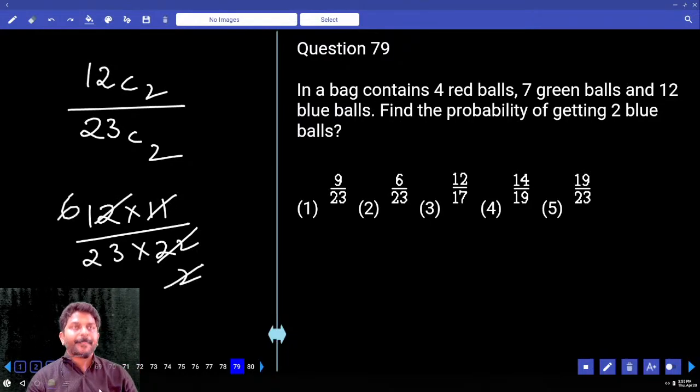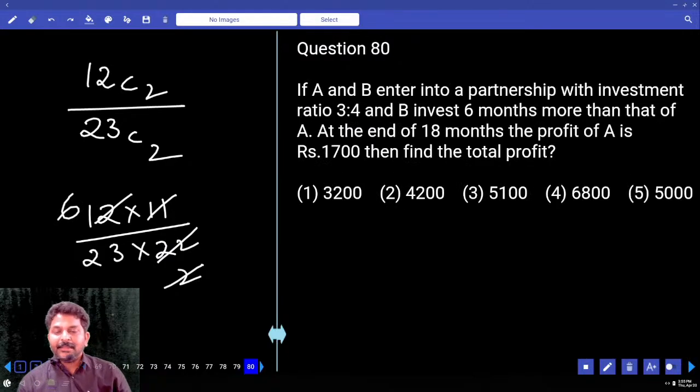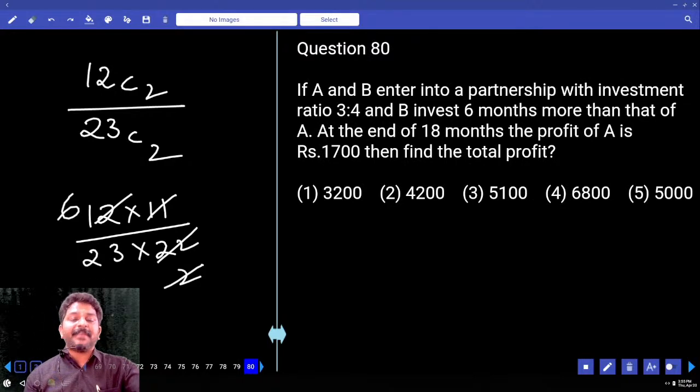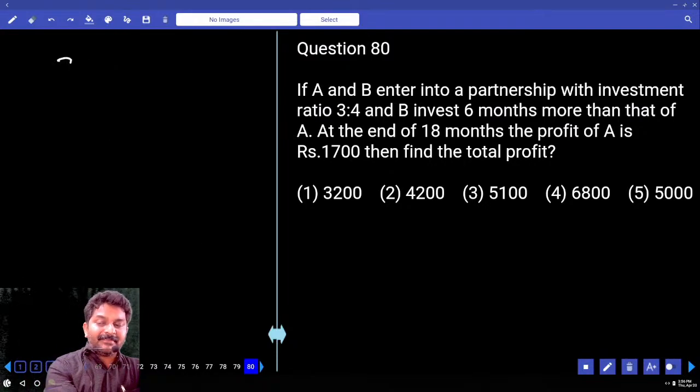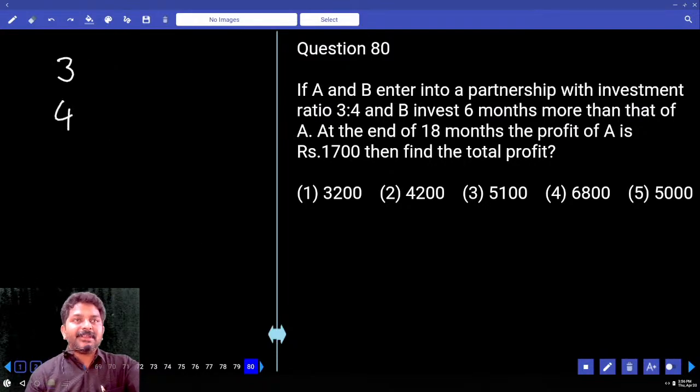Second option. Yes. If A and B entered into a partnership with investments in the ratio 3:4 and B invested 6 months more than A, at the end of 18 months, the profit of A is 1700. Then find the total profit. A and B invested in the ratio 3:4, right? Who spends more time? B is there from the beginning till the end. And when they shared profits, A got 1700. And when did they share profits? At the end of 18 months.